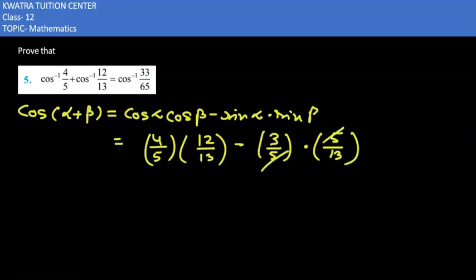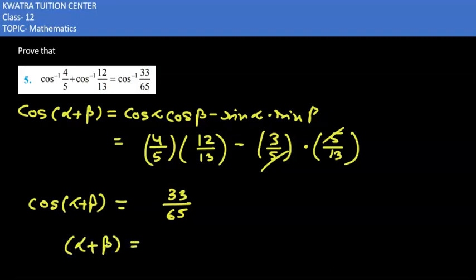So when we simplify, 5 and 5 will be cancelled, and the next line, when we simplify this, we will get 33 by 65. So here cos alpha plus beta is equal to 33 by 65. Therefore, alpha plus beta will be equal to cos inverse 33 by 65.